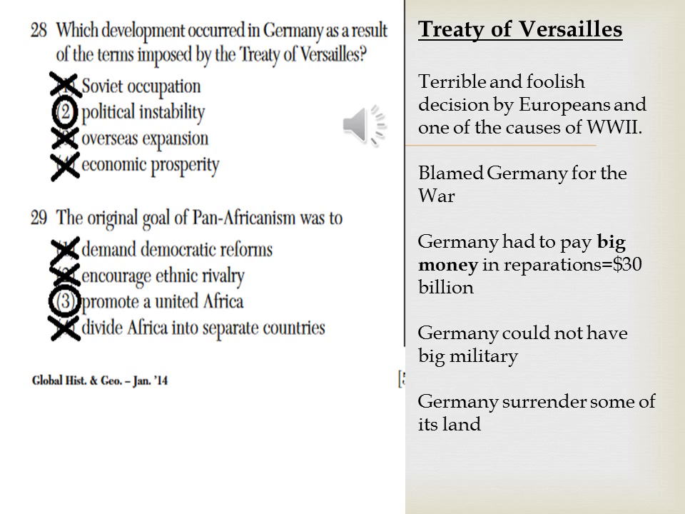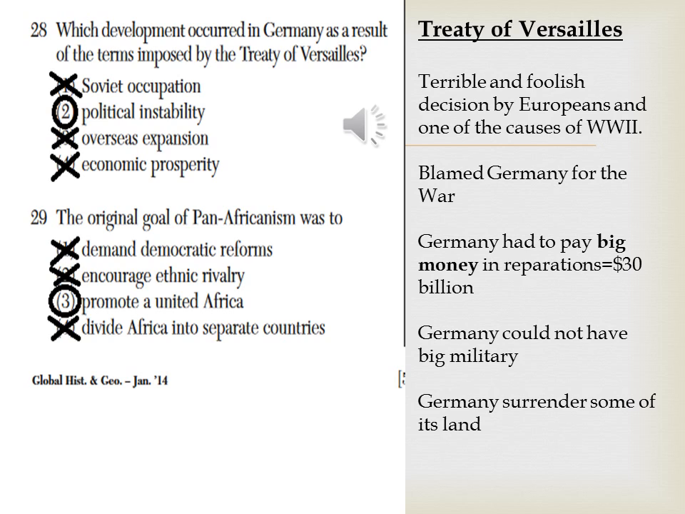So, political instability. Which is why I think, and many historians also think, that Treaty of Versailles was a terrible decision by Europeans. I mean, they wanted to punish Germany because they didn't like Germany. But World War II started. One of the causes of World War II was this.